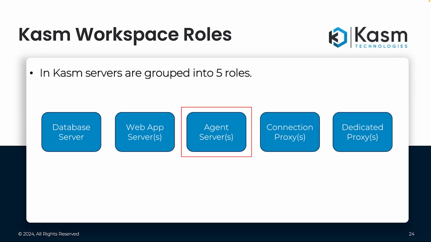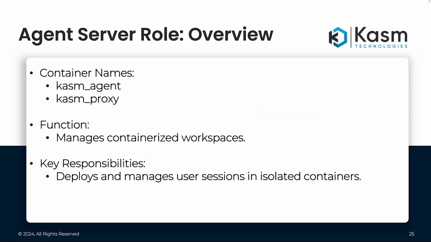Stepping forward again, agent servers. On agent servers, there are 2 containers that are running: the Kasm_agent and the Kasm_proxy. Again, proxy just handles routing that traffic around. The agent container itself is the one that's actually responsible for ensuring the correct Docker images are pulled down and available. Also for advertising what's running where in the way of sessions, right? That's where that entry point is. So again, it manages the containerized workspaces functionality. Again, it deploys and manages user sessions in isolated containers.